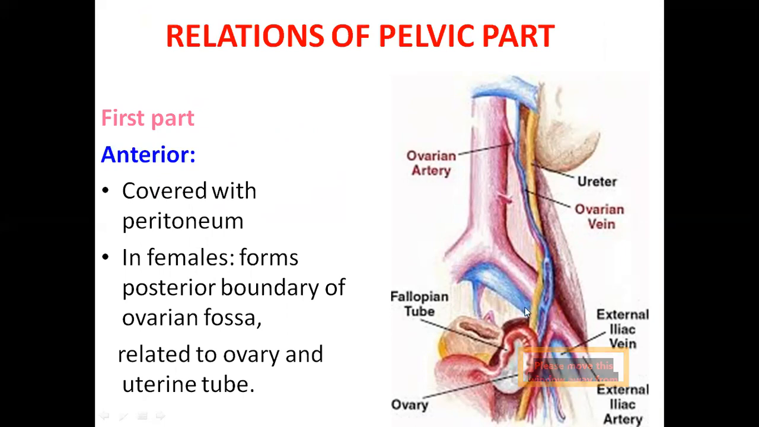Now, overall, let us see the relations of this pelvic part. First part, anteriorly it is covered with peritoneum. In females, it forms the posterior boundary of the ovarian fossa, related to the ovary and uterine tube. We are finding this is the uterine tube, we can see, and also the ovary.